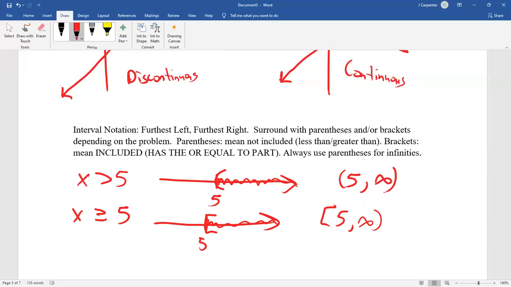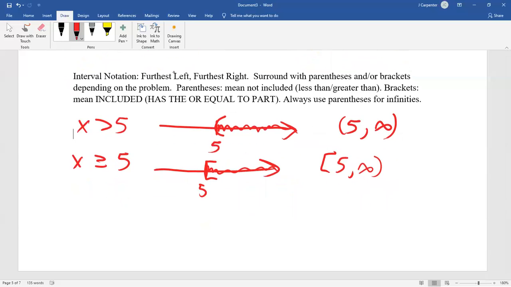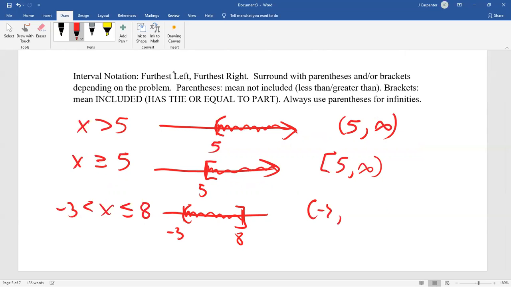These are not the only types of interval notations. You can have x between two numbers. You could have -3 is less than x is less than or equal to, let's go with 8. It's the number line. You'd have -3 on the left. You'd have 8 on the right. You'd shade between them. The -3 gets a parentheses. The 8 gets a bracket because of which ones have the or equals or not. So that's -3 in parentheses, comma, 8 in bracket.